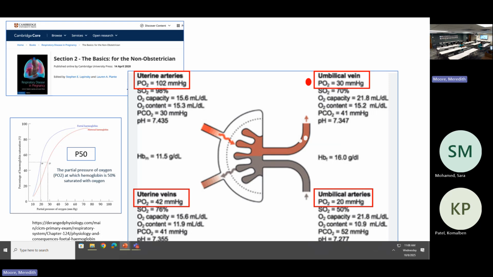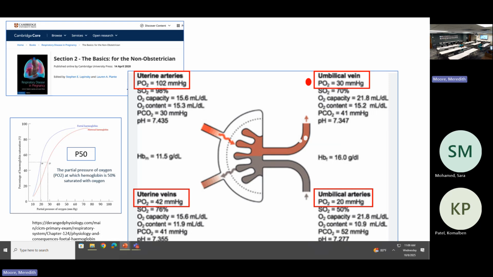Now you see a red dot here at the umbilical vein, and the PO2 is only 30. So my question is, this PO2 is very low. Mom has a PO2 of 100 to 120, so it's almost one third. How does the fetus make up for that? Nature has to compensate. If they are giving me low PO2, I should be provided with some gadget to make it better. So what they have is fetal hemoglobin.